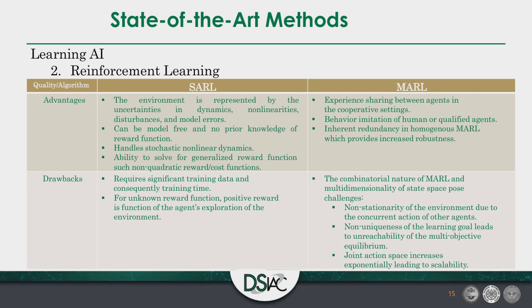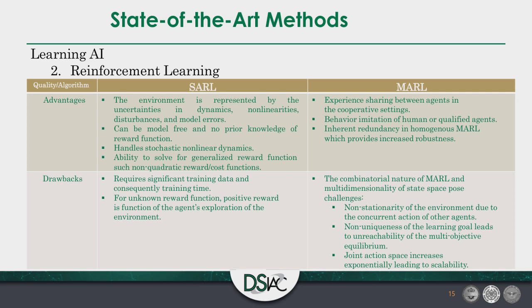For multi-agent reinforcement learning, the advantages are experience sharing between agents in cooperative settings, behavior imitation of human or qualified agents if they are trained, and inherent redundancy in the homogeneous type of multi-agent reinforcement learning, which provides increased robustness of these multi-agent operations.